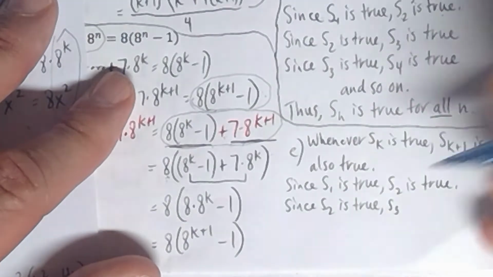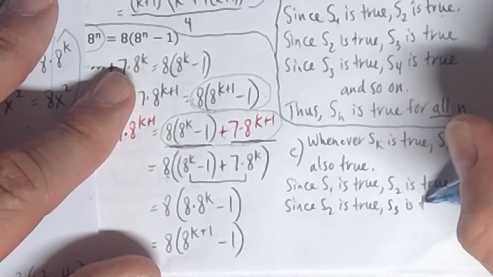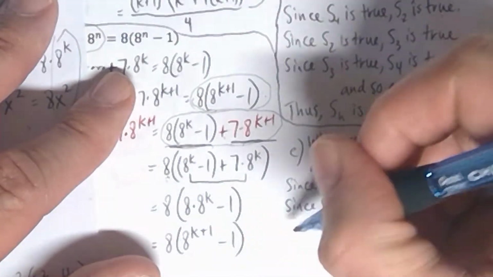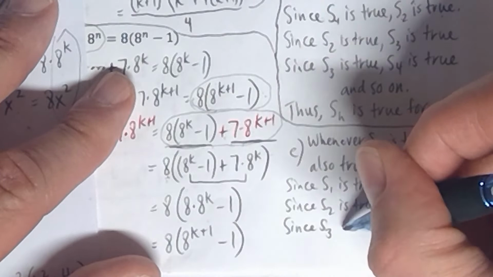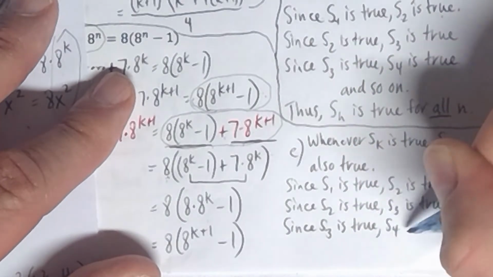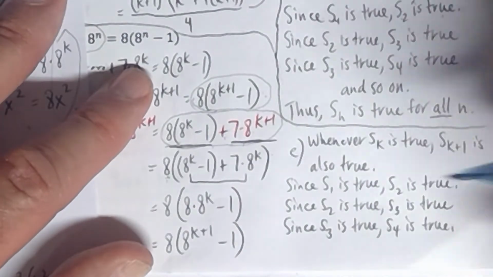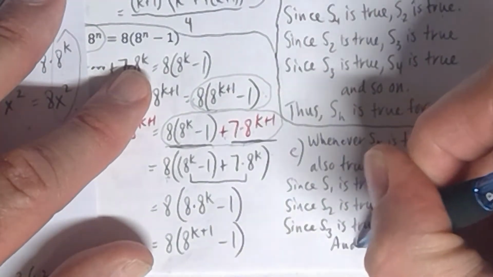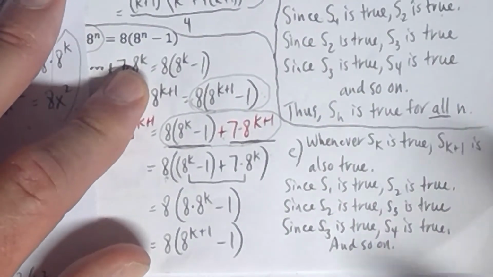So since S2 is true now from the previous sentence, we now can say that S3 is true. If S3 is true, we can then say what? S4 is true. Again, I know that we know how to say this now. We said in the last two problems, but just for practice. And so on. It goes on forever, in other words, all the way to S infinity, if you want to call it that.